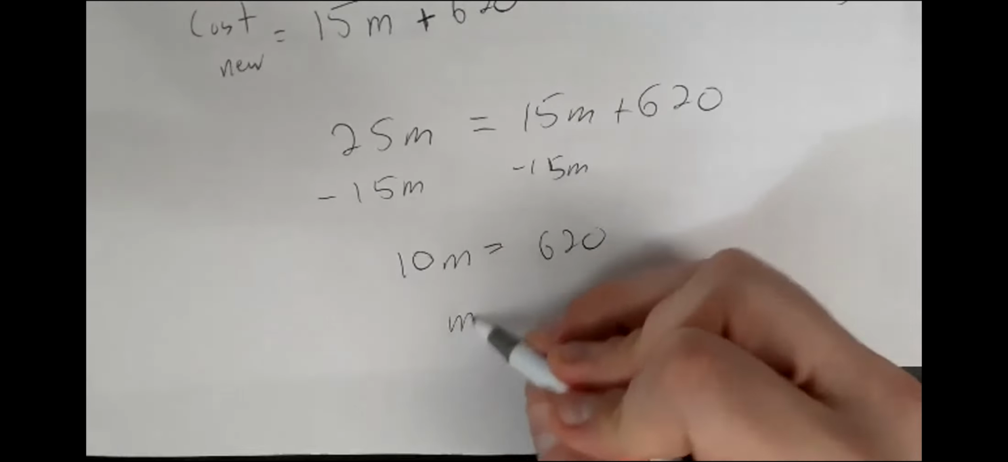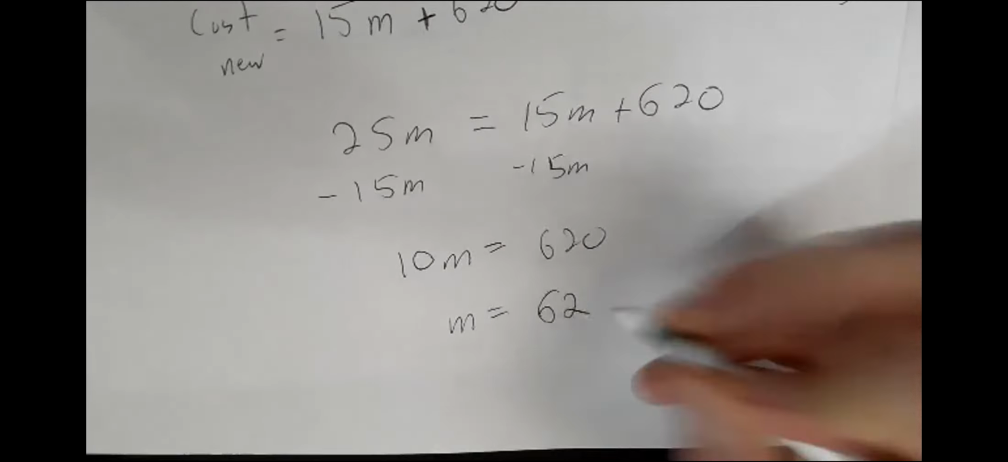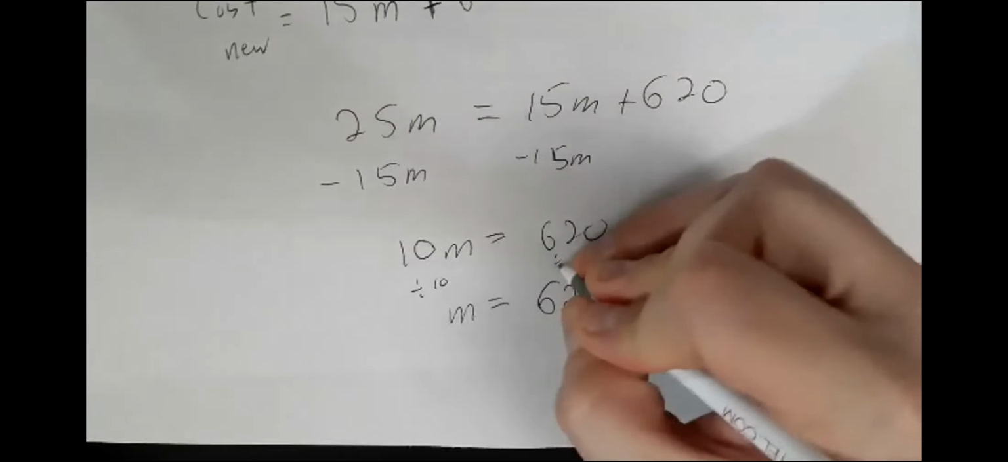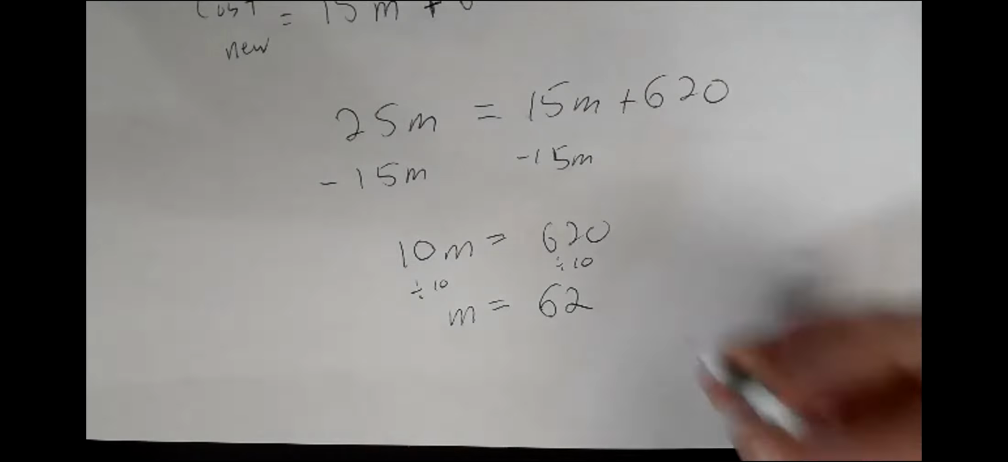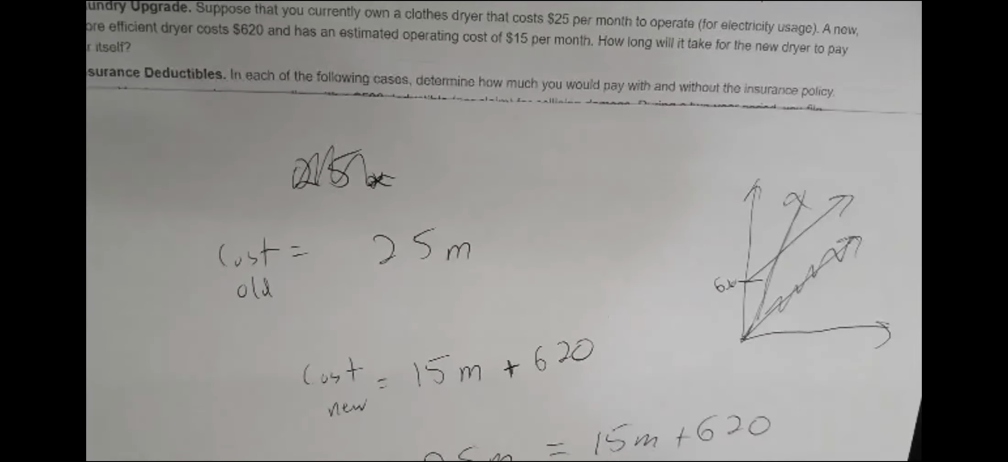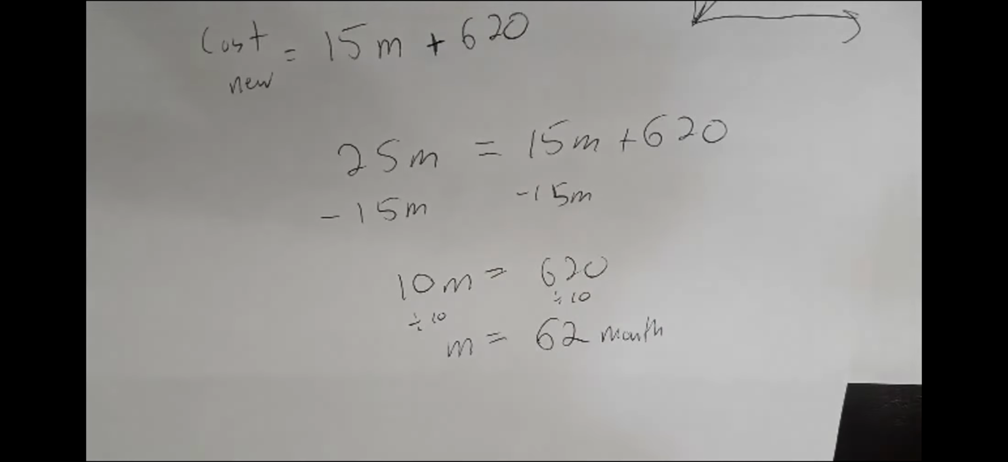And so my months is going to be equal to, I'm going to have to divide by 10 now. So if I divide both of these sides by 10, I can solve for my m, or the number of months. So it should be 62 months. They ask us months or years. What do they ask? How long will it take the new dryer to pay for itself? Okay, that's good. 62 months.